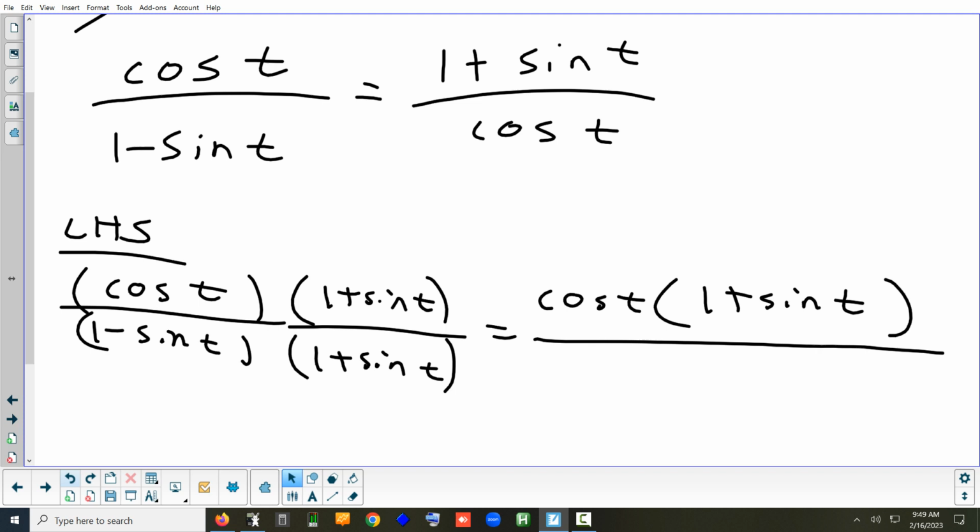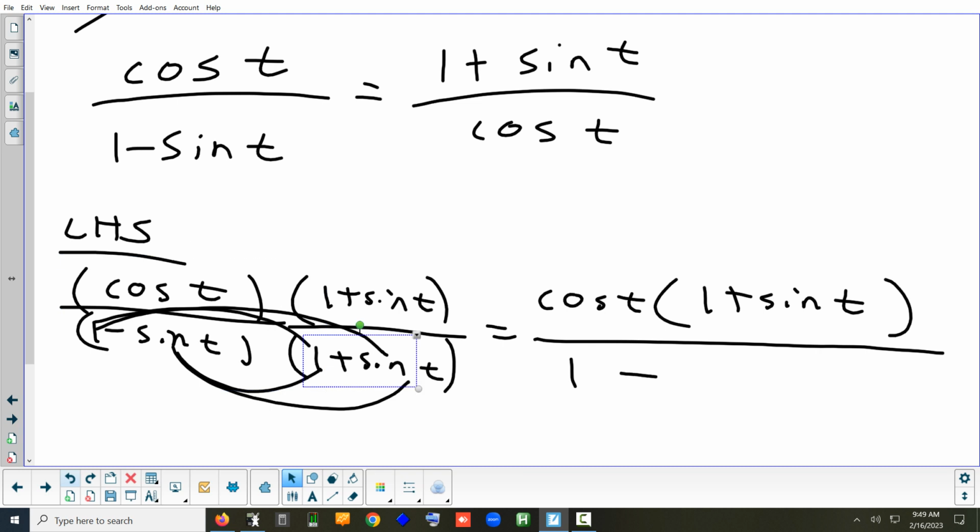So leave it as cosine times 1 plus sine. Now let's FOIL out the bottom. What's 1 times 1? 1. 1 times sine gives me sine. And 1 times negative sine? Negative sine. And what's positive sine and negative sine? 0. So those are gone. And then I have a negative times a positive. Well, what's a negative times a positive? Negative. And what's sine times sine? Sine squared.